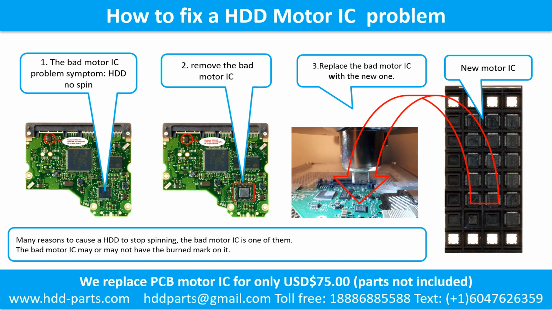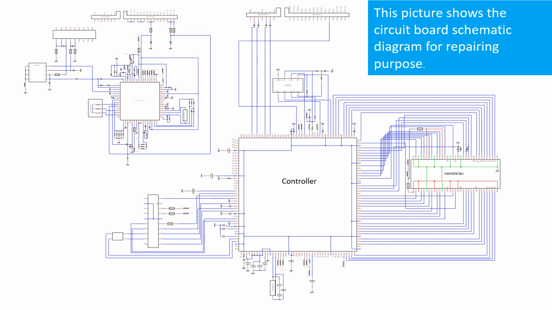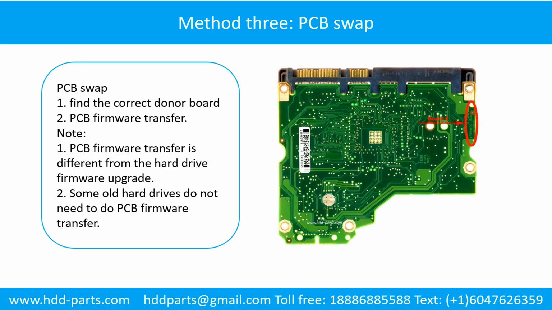2. Remove the bad motor IC. 3. Replace the bad motor IC with the new one. This picture shows the PCB board schematic diagram for repairing purposes. Fixing hard drive PCB board method 3.